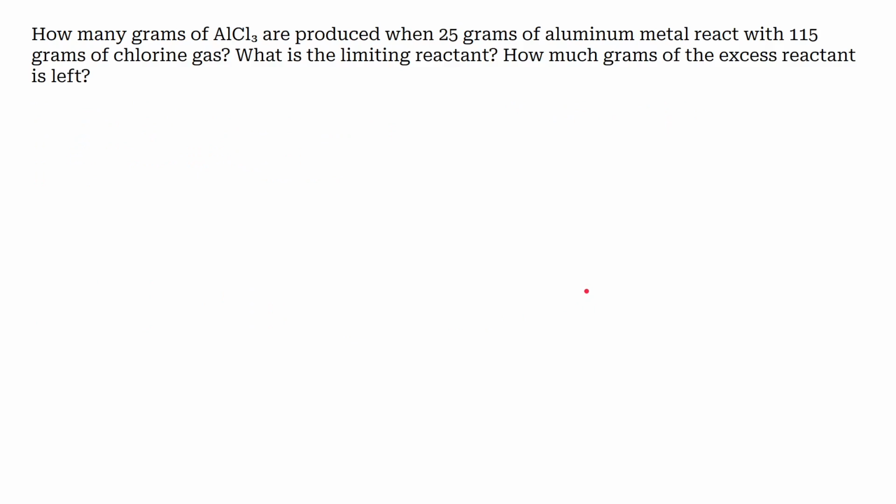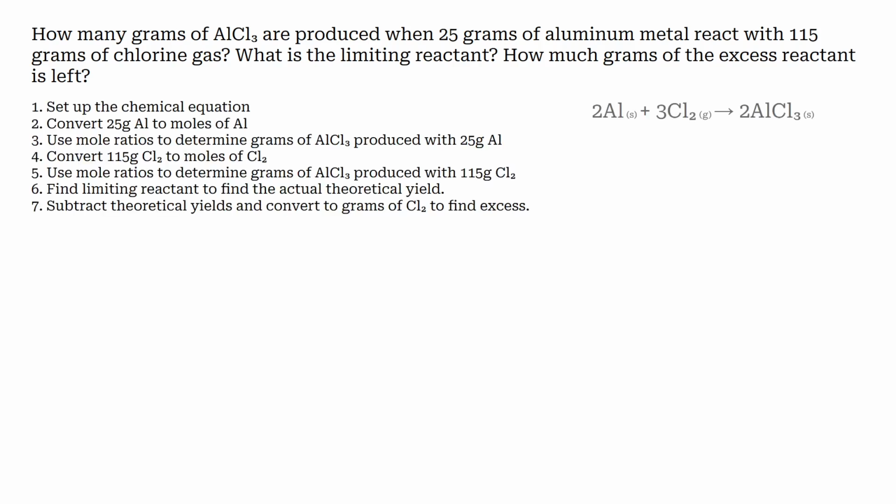How many grams of aluminum chloride are produced when 25 grams of aluminum metal react with 115 grams of chlorine gas? What is the limiting reactant, and how much of the excess reactant is left? First, we set up the chemical equation. Next, we plug in the first value, which is 25 grams of aluminum. By using stoichiometry, we convert 25 grams of aluminum to moles by dividing by its molar mass. We then use the mole ratio derived from the equation and convert to grams of aluminum chloride.